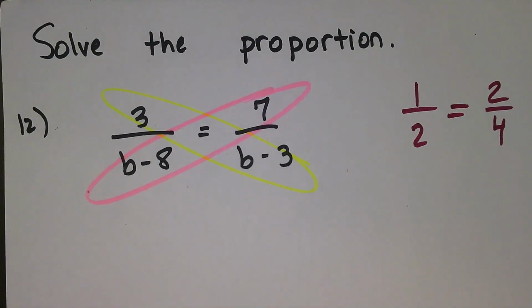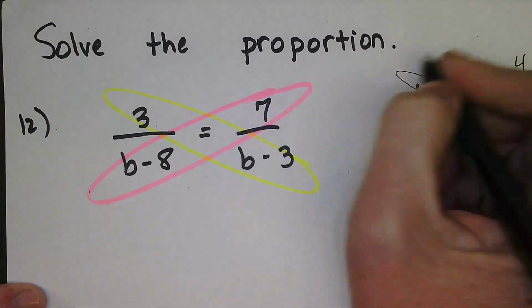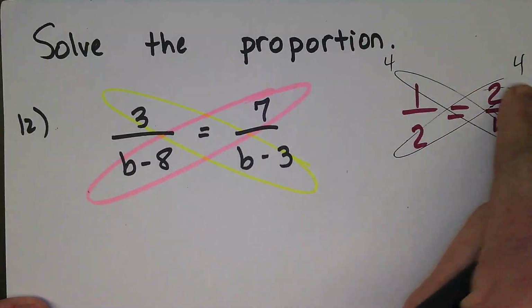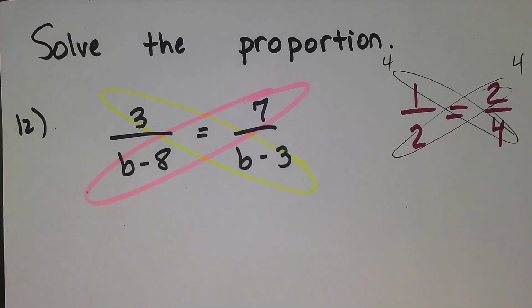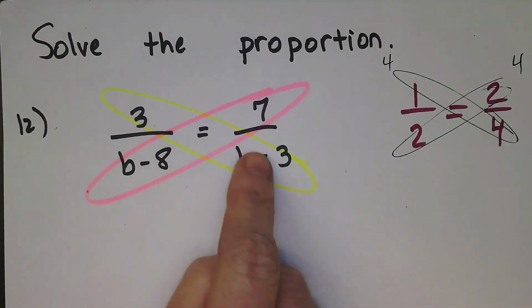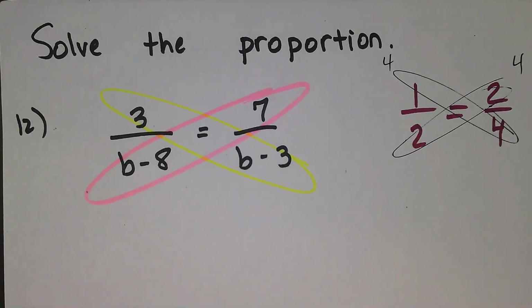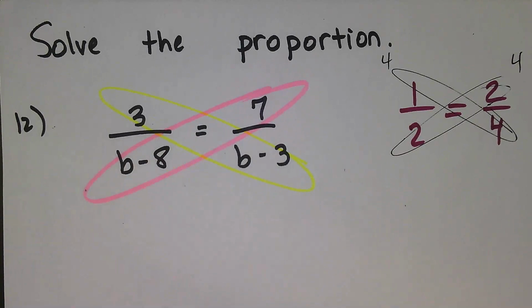If I put an equal sign between them, we can clearly see that if I multiply the cross products, 2 times 2 gives me 4, and 4 times 1 gives me 4. They have the same cross products. Those numbers are equal, and that exists with any proportion. A proportion, again, is an equal sign between two fractions, between two ratios. So this is a proportion. It was given as a proportion.